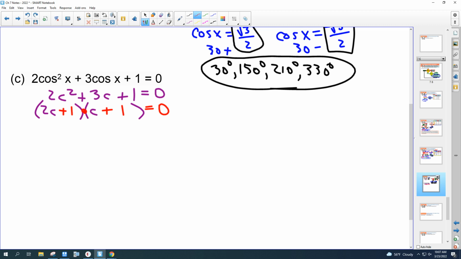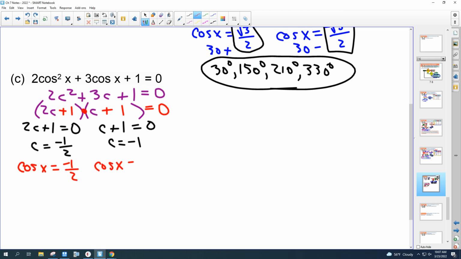Okay? It factors into 2c plus 1 and c plus 1. All right? So the zero product property says either this equals 0 or this equals 0. I know I'm going to subtract 1 and divide by 2, so I'm going to get c equals negative 1/2. Over here I'm going to subtract 1, so c equals negative 1. Now look at your trig: cosine x equals negative 1/2, or cosine x equals negative 1.